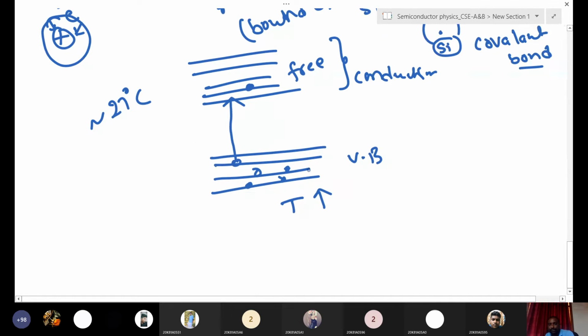We are living around room temperature, that is about 27 degrees centigrade. If you use semiconductors at 0 Kelvin, there is no use; it behaves like an insulator. But if you use it at room temperature or a higher temperature, the conductivity will increase, because most of the bound electrons in the valence band break the covalent bonds.